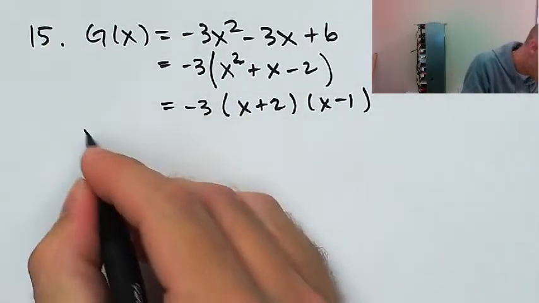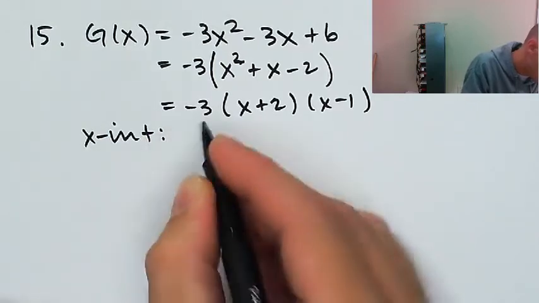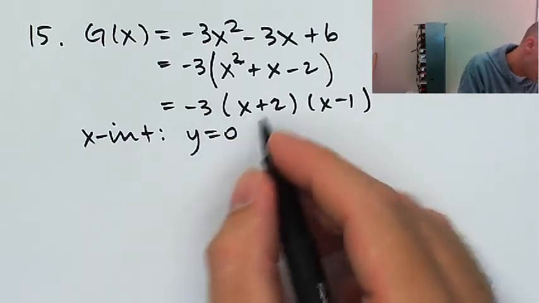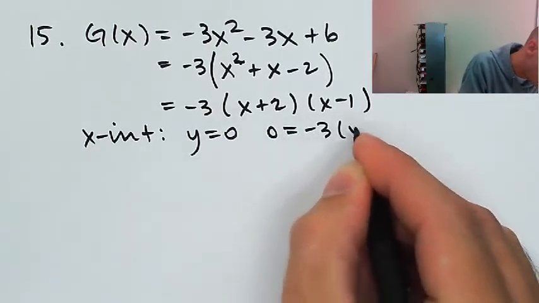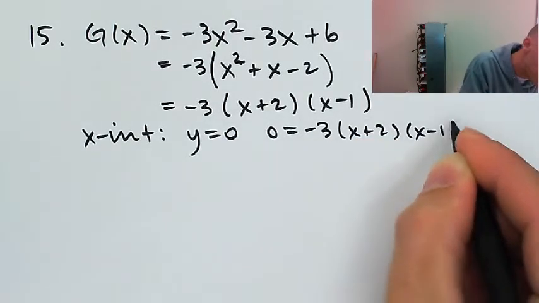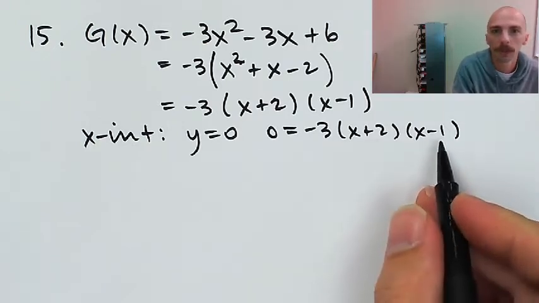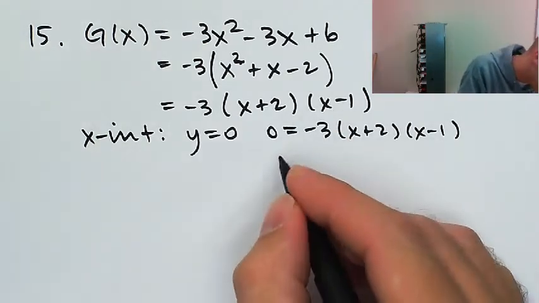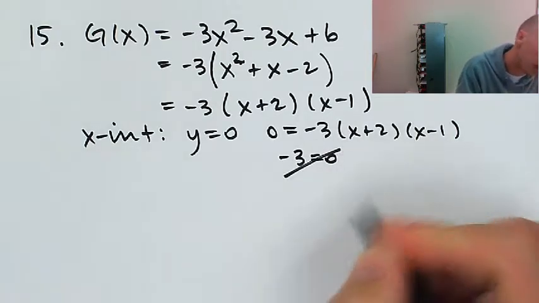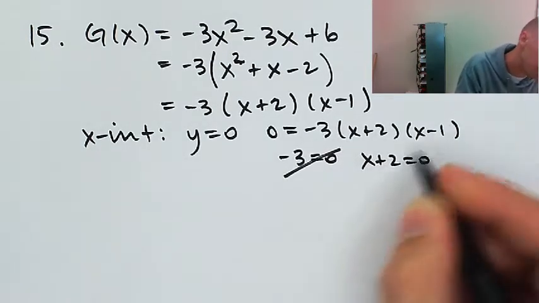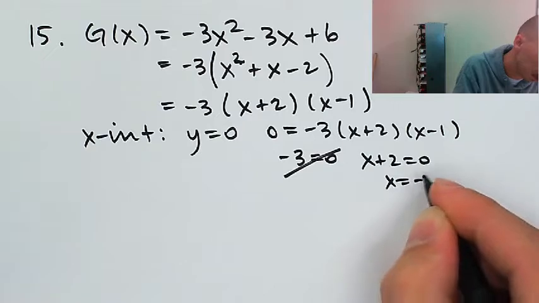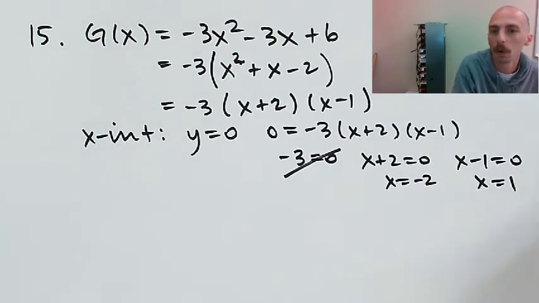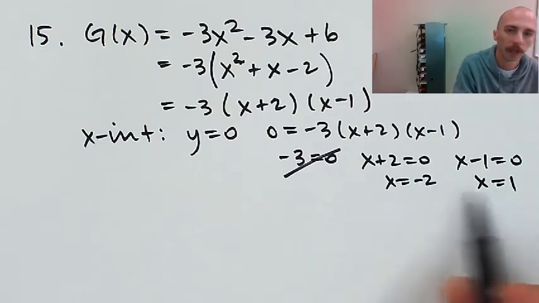Okay. And if I want the x-intercept, that's going to be where y is equal to 0. So that would be 0 equaling negative 3 times x plus 2 times x minus 1. If these things are multiplying together to equal 0, that's because one of them is equaling 0. So I've got either negative 3 equals 0, which is not ever going to be true, or x plus 2 equaling 0, which could be true if x was negative 2, or x minus 1 equals 0, which could be true if x was equal to 1. So now I've got two x-intercepts.